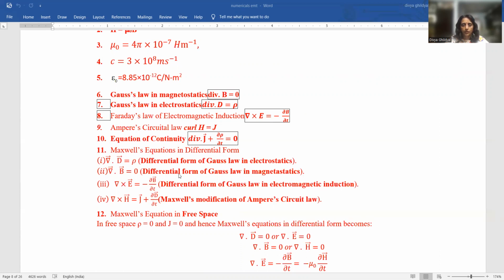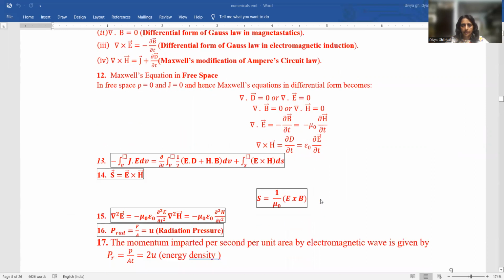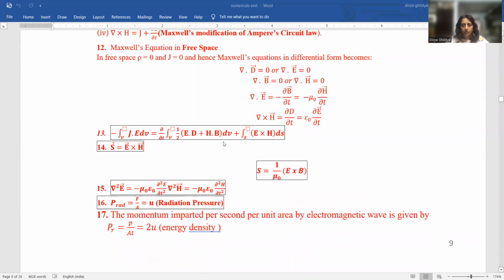The very same Maxwell's equations in differential form are here in front of you. Maxwell's equations in free space: in free space, your charge density and current density become equal to 0, and these equations get equated to 0 wherever those terms come. And this is your expression for Poynting theorem, S equal to E cross H, which is Poynting vector. H can also be written in terms of B as S equal to 1 upon mu naught E cross B. We have put H equal to B upon mu naught in this expression.